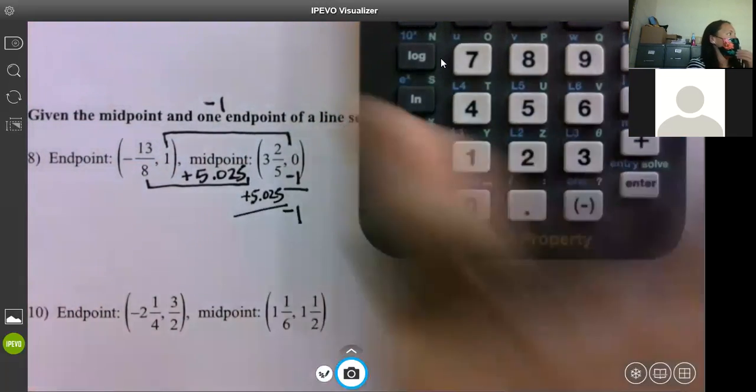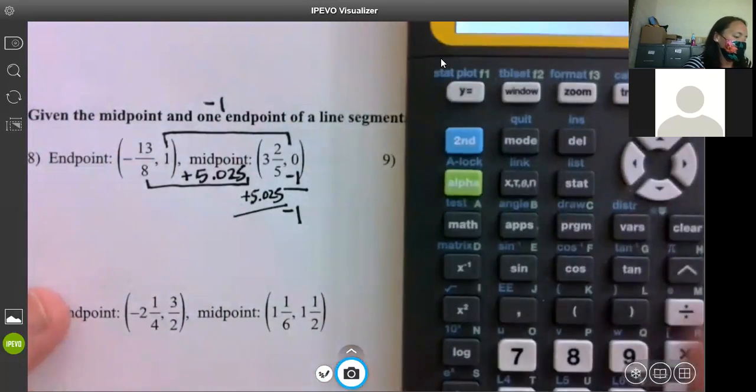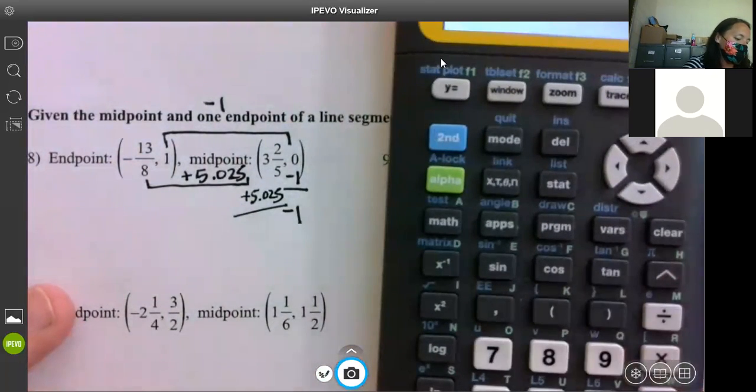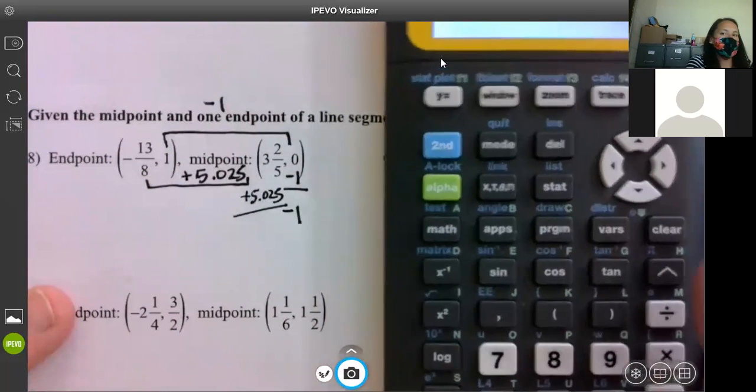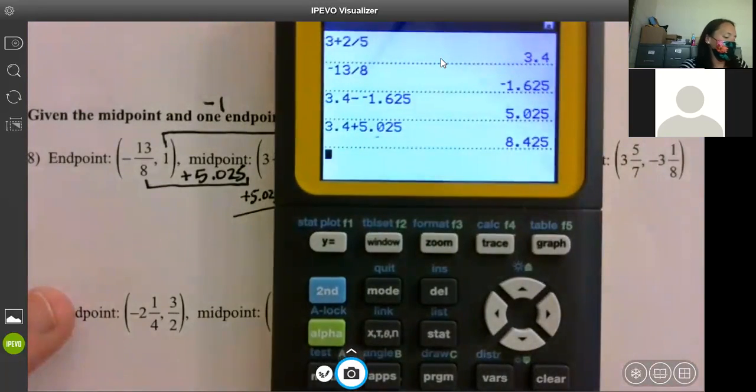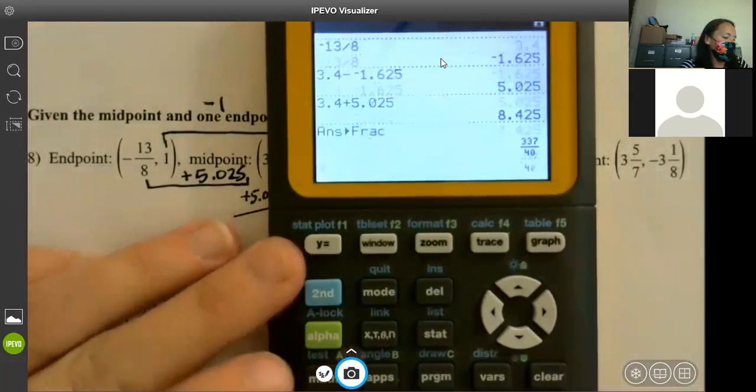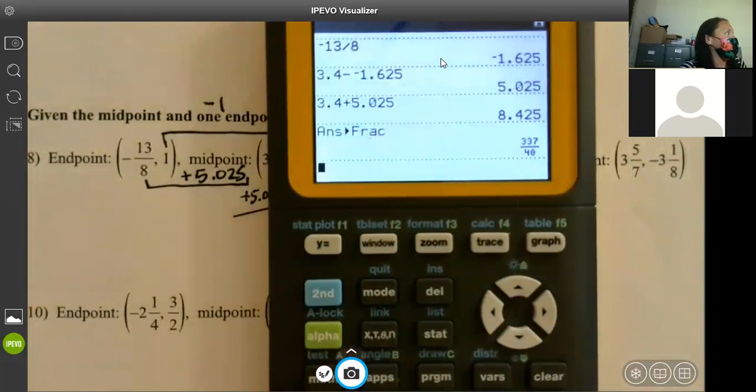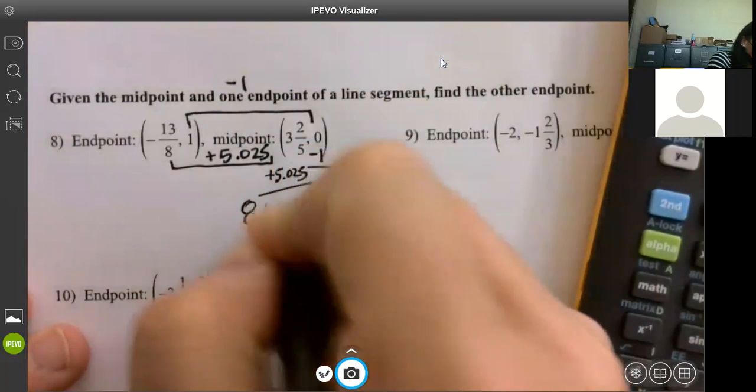This one is really, really bad, okay? So just bear with me. So we had 3 2/5, which was 3.4. We're going to add 5.025. And we get this nasty number that I can make a fraction, and it's really nasty there too, okay? So don't stress about it. 8.425 is what you're looking for.